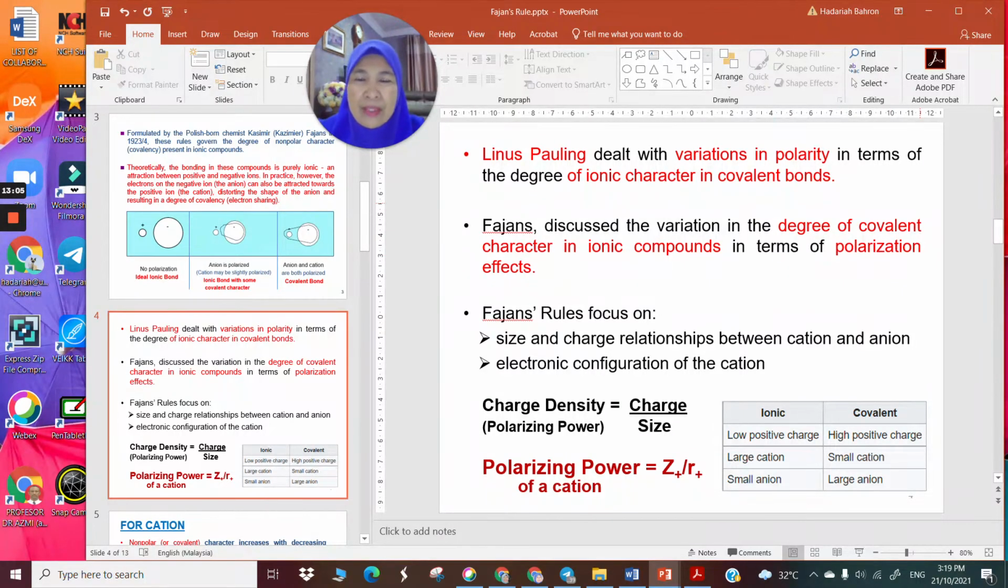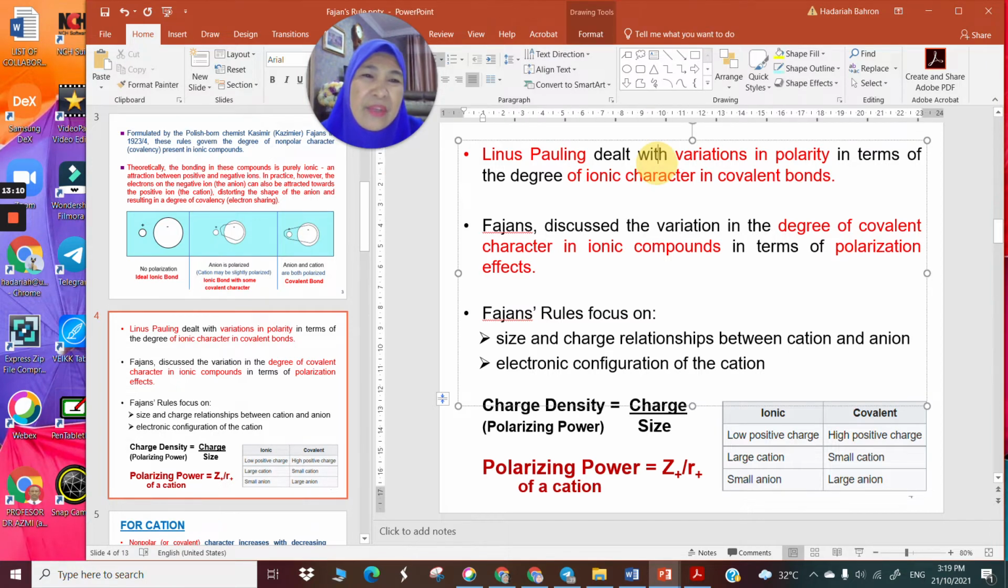Now, if you recall our lecture 3, Linus Pauling dealt with variation in polarity in terms of degree of ionic character in covalent bonds. For Linus Pauling, his focus is on covalent bonds and how much ionic character is present. However, Fajans approached it differently. He looked at ionic compounds and how much covalent character is present. So both scientists are looking at similar things from different angles. Linus Pauling looked at covalent bonds with ionic character, and contrary to that, Fajans looked at ionic bonds with covalent character in terms of polarization effect.